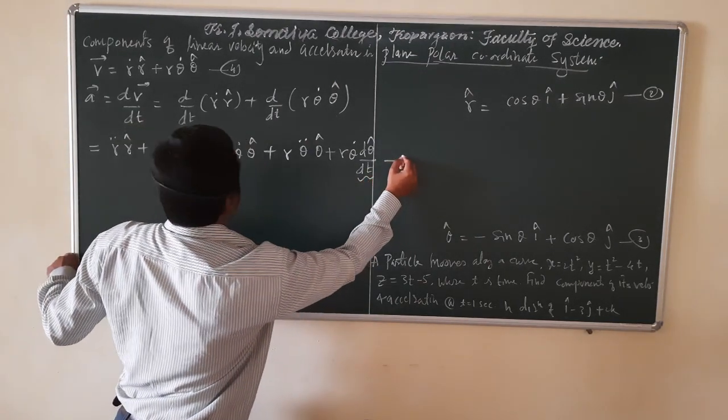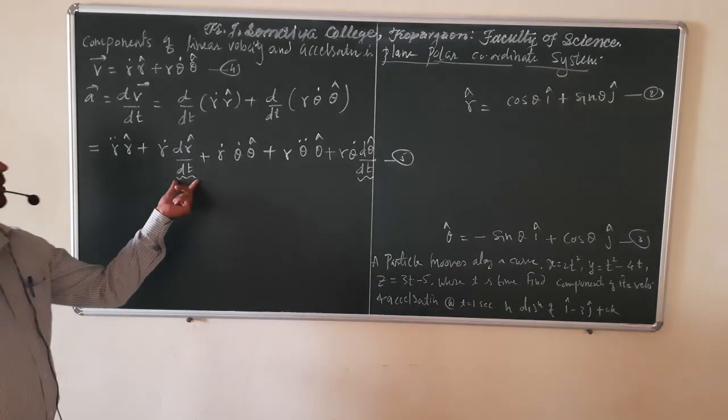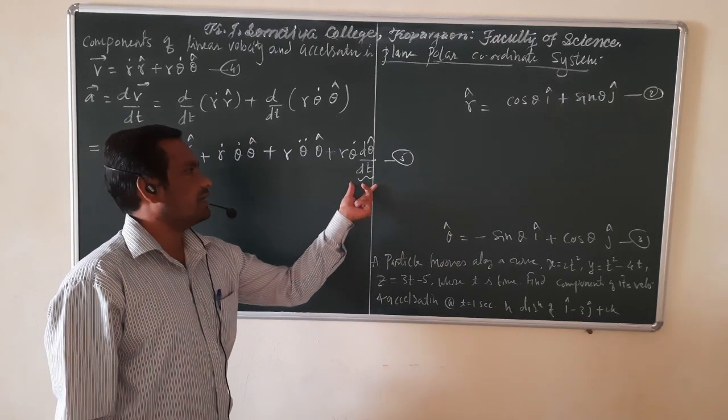So in this equation, now we have these two terms. Call this equation number 5. Here we have the derivative of r cap with respect to time, and here we have the derivative of theta cap with respect to time.